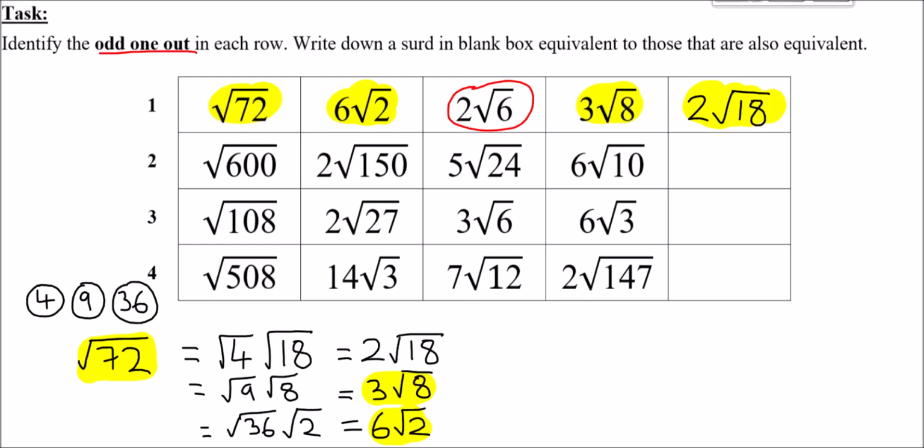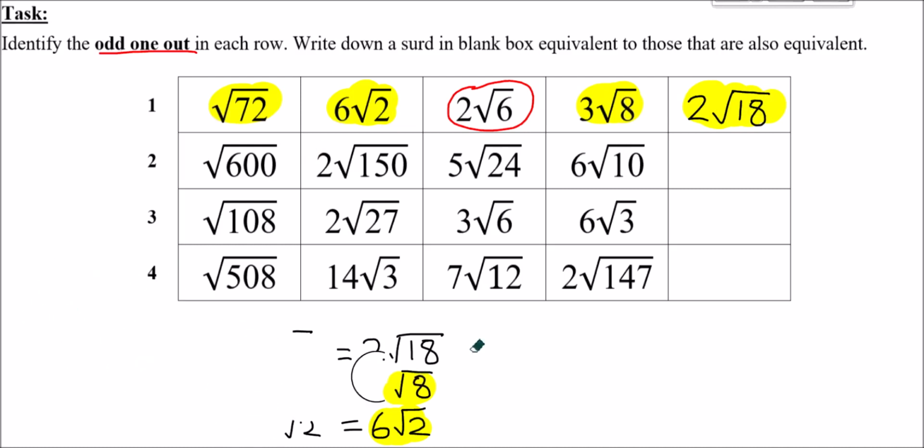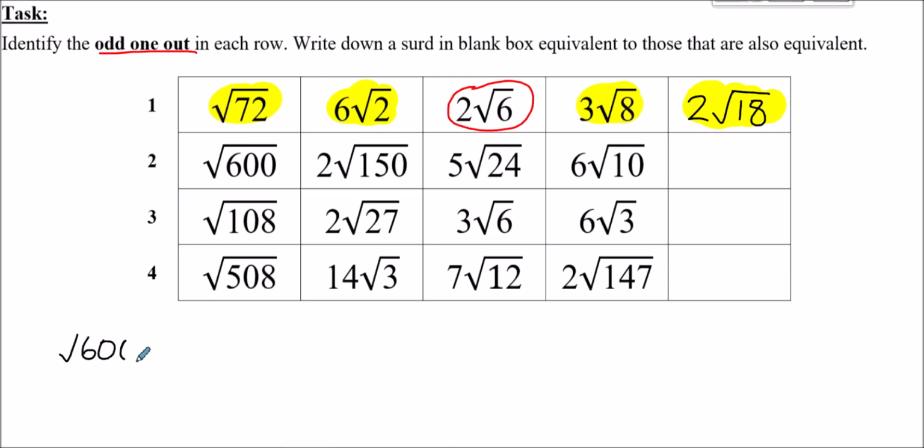Let's have a look now at the second row. So let's clear off what we've done so far and start again with row 2. So row 2, I'm going to start with root 600, and in the same way as row 1, I'm going to think of the square numbers which are factors of 600. So we've got 4, because 600 can be divided by 4. It can't be divided by 9. It can be divided by 25. 36 isn't a factor of this, nor is 49, nor is 81, but we do have 100, which is a factor of it.